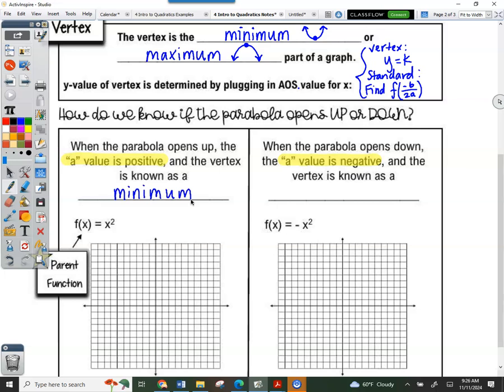Minimum. If A is negative, so it's opening down, then it would have a maximum, and that's where the vertex would be.